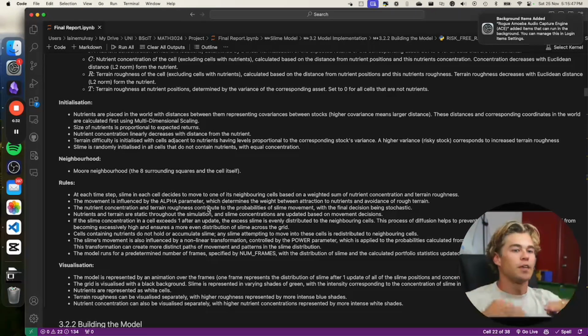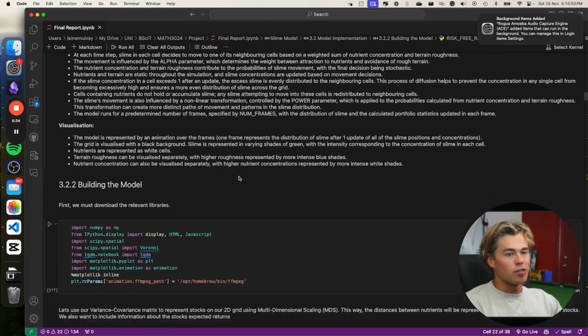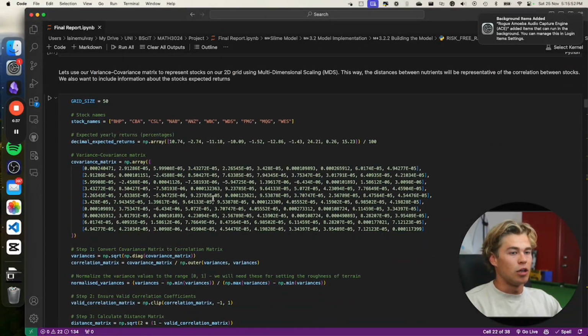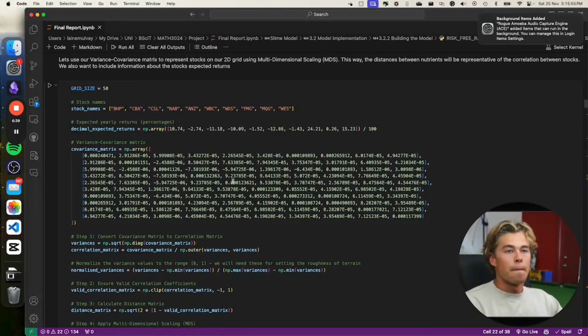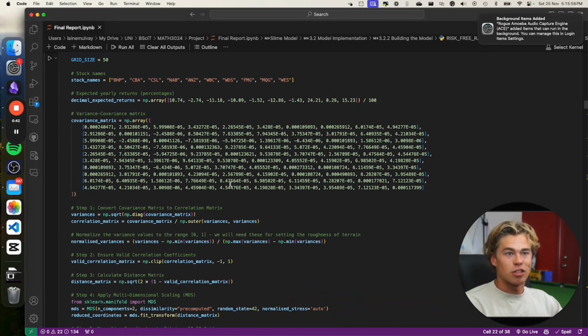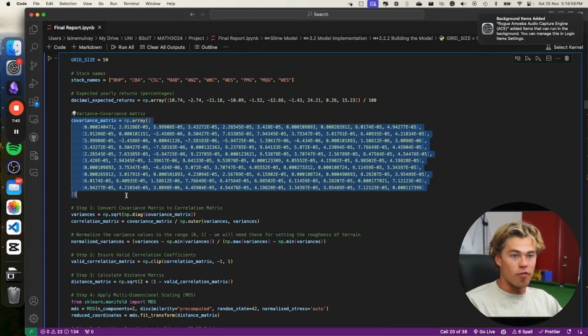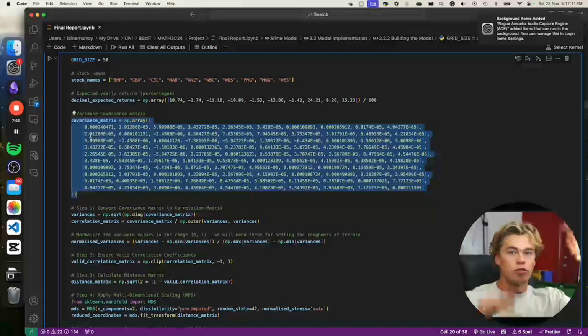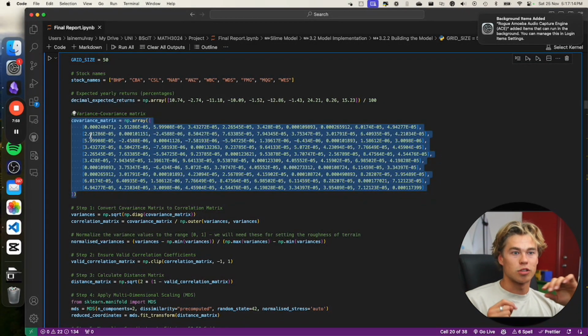the portfolio is minimal. So if you want to read through this, I go through setting up the world for the model, and what I do first is I set up a 50 by 50 grid and represents the stocks on a 2D grid. Now here I have the covariance matrix, and I use multi-dimensional scaling to represent the covariances as two-dimensional distances between stocks. That is, two stocks that have a low covariance that move differently will be closer together because we want slime to be attracted to both of them at the same time.